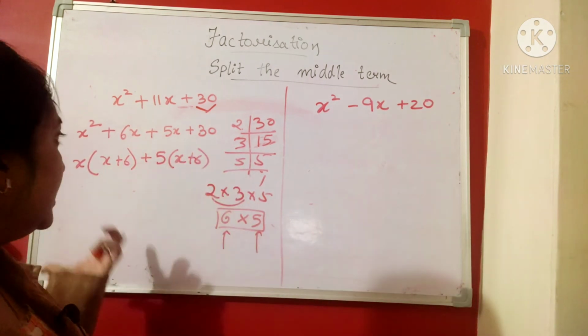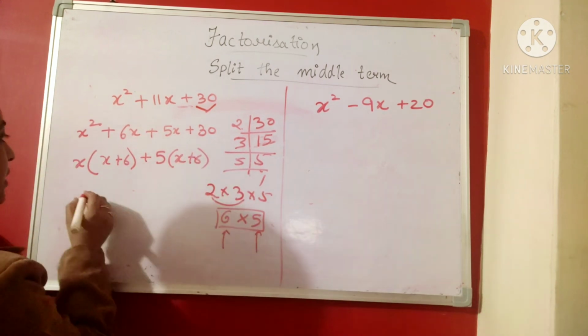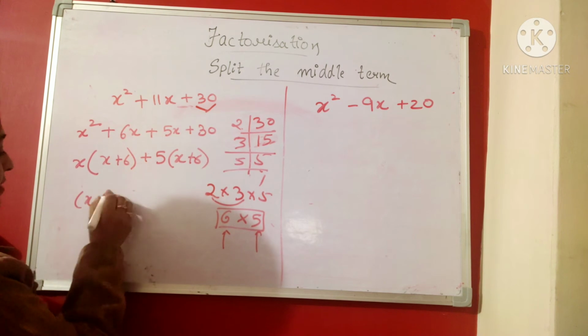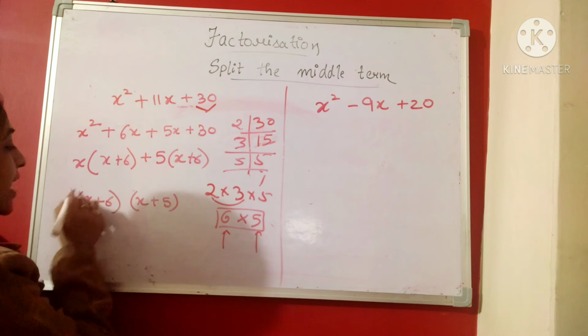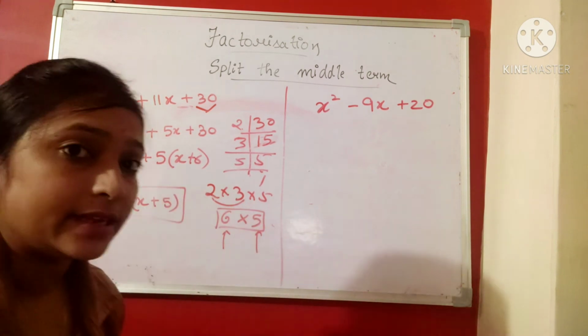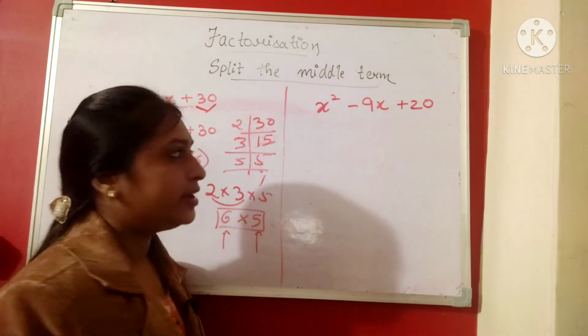Now we have done this in the previous video. Now we have two terms. In these two terms, x plus 6 is common, and in the second bracket x plus 5 will come, which is our answer. Let's understand in one more example.